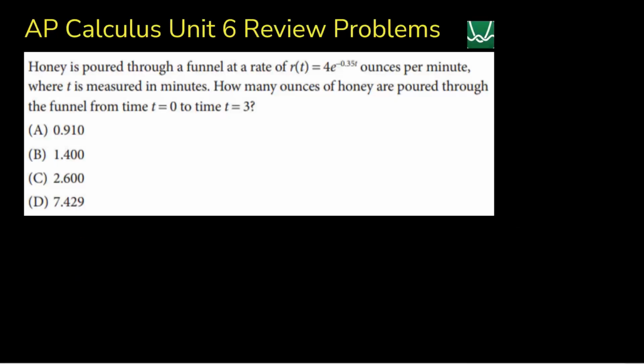Honey is poured through a funnel at a rate of R ounces per minute. So we know we have the rate of change where t is measured in minutes. How many ounces of honey are poured through the funnel from 0 to 3? This one we have to be careful because they did not give us an initial amount that was already poured. We just need to do the integral from 0 to 3. So we have to integrate the rate to get the total change.